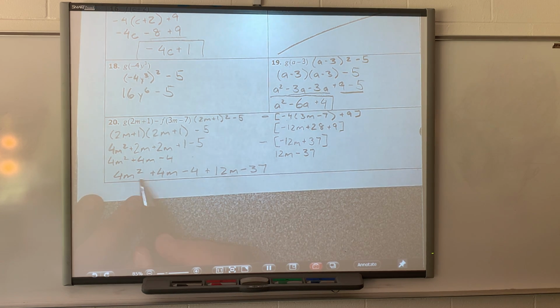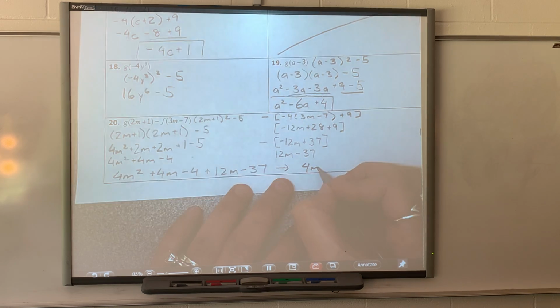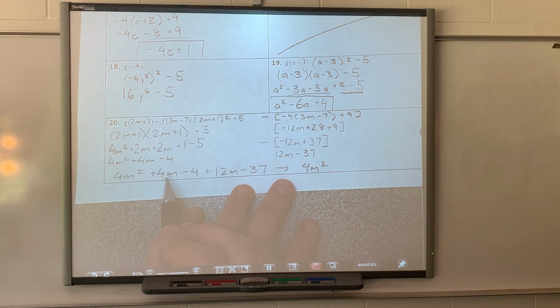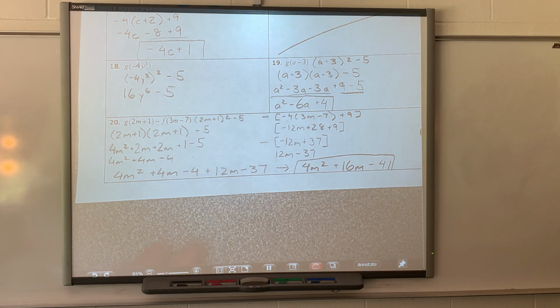So 4m squared. Can I do anything? No. So 4m squared stays. 4m and 12m give you plus 16m, and -4 and -37, negative 41. And that is your final answer. There's nothing else to do there. Now it's done. Everybody okay there?